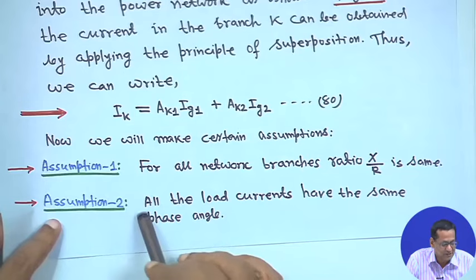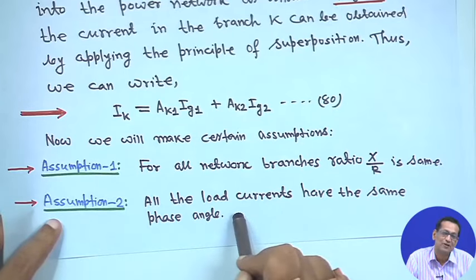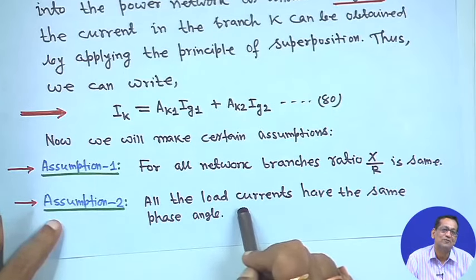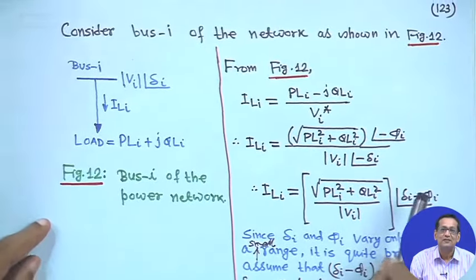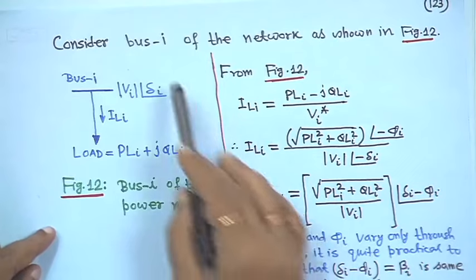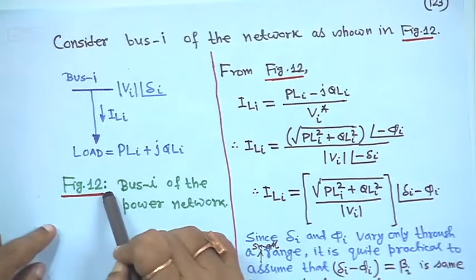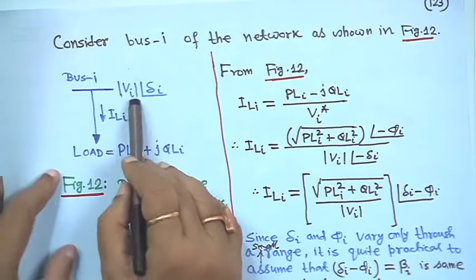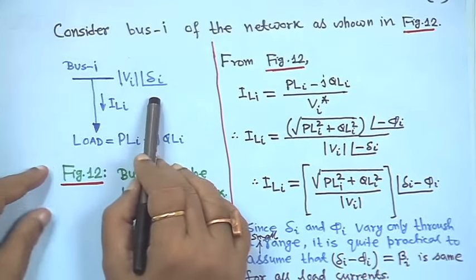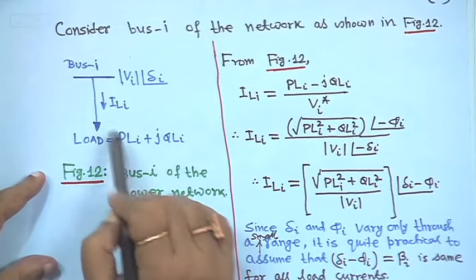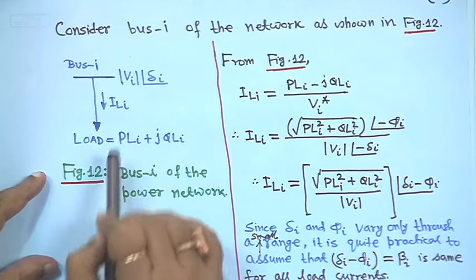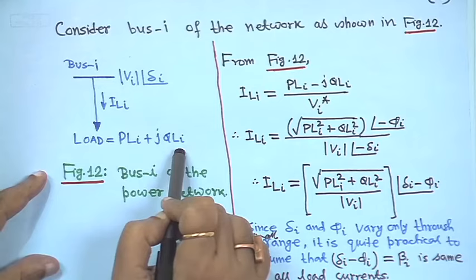Based on these two assumptions we will derive the loss formula. Why are we making this assumption? Suppose we consider bus I of the network, as shown in figure 12. This is bus I, its voltage magnitude is V I with angle delta I, and the current through this load is ILI. The load is equal to PLI plus jQLI.